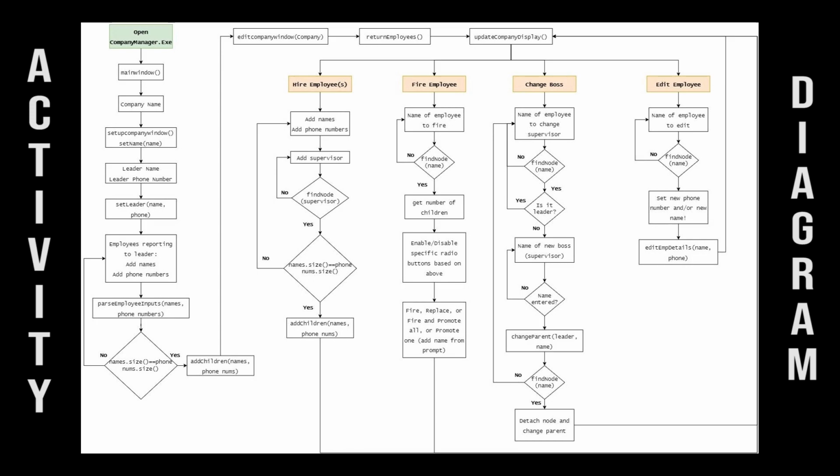Now in this last window, I have 4 tabs, which are hire employee, fire employee, change boss, and edit employee. So in the hiring method, I just add names and phone numbers. I add my supervisor. I check if the node is existing. If it is not, then it'll prompt you to add and fix the name again. If it does exist, it'll check the size of the names and the phone number vector. If it is the same, then it'll proceed to hire them, but if not, it'll give you a prompt. The fire employee works in a similar manner. I get the employee name, the number of children, and then based on how many children nodes are there, it'll enable and disable specific buttons, and I'll show you that in the program.